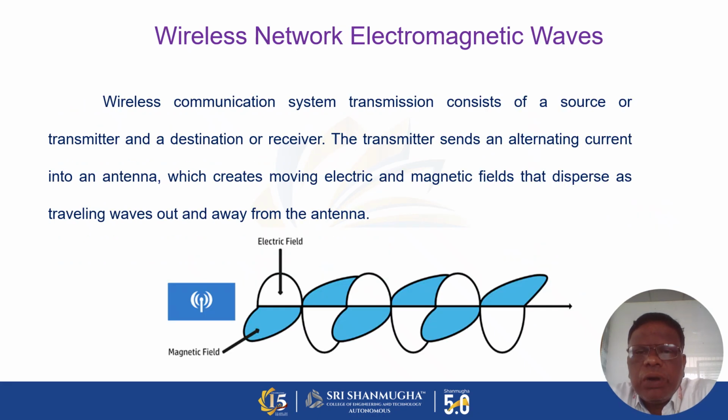In this wireless network, electromagnetic waves, which you studied in the third semester itself, are involved. The wireless communication system consists of transmitters and destinations or receivers. The transmitter sends alternating current, that is sinusoidal waves, into the antenna, which creates moving electric and magnetic fields that travel as waves.